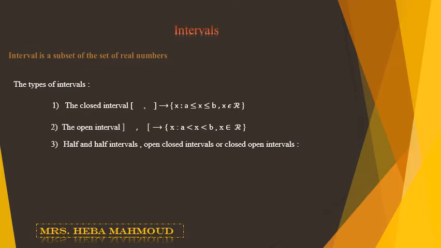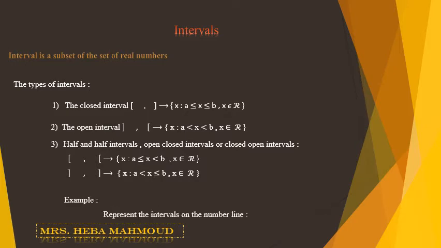Number 3, the half-open or half-closed interval, which means open-closed or closed-open intervals with brackets like this, meaning x is bigger than or equal to A and smaller than B. Or like this, meaning x is bigger than A and smaller than or equal to B. It means one of the brackets will be open and the other will be closed.